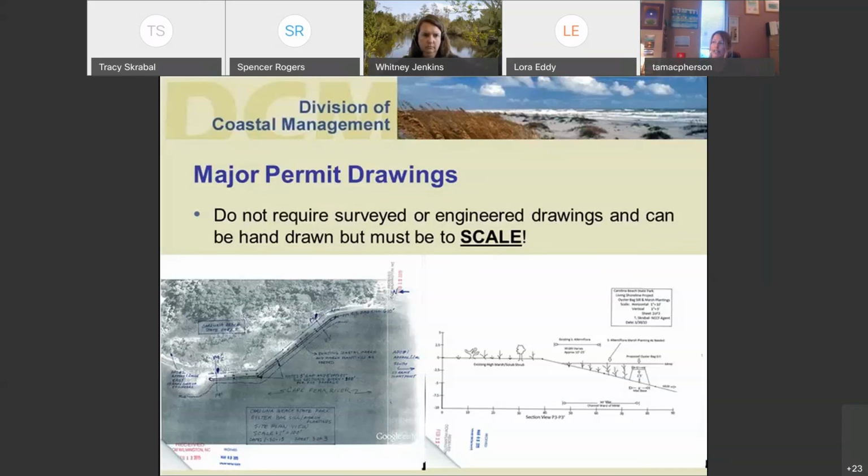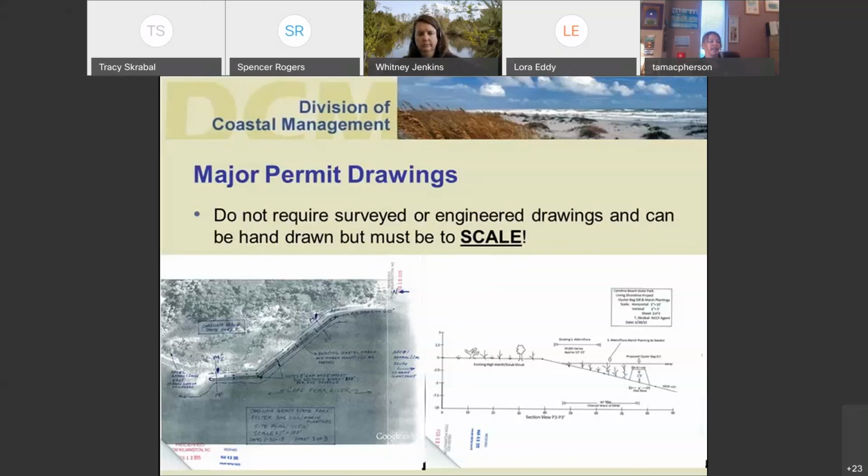On the right is the cross-section view, and it's showing us all of the things we need to know: where the marsh is, where the high ground is, where our proposed planting area is, and where our proposed sill is, along with the base width, and that'll be relative to normal high water, or if it's surveyed, mean high water.